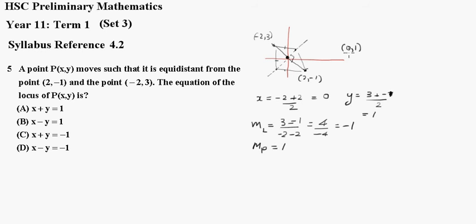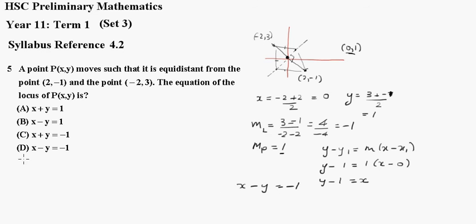So we've got our point and we've got our gradient. We're going to use y minus y1 equals m times (x minus x1), the point-gradient form of the line. Simply putting these values in, we get y minus 1, the y value was 1, the gradient was 1, and the x value here was 0. So that is y minus 1 equals x. Now, it agrees with one of these over here. We'll take the y across the other side and we get x minus y equals -1. And of course that is our answer here, which is D.